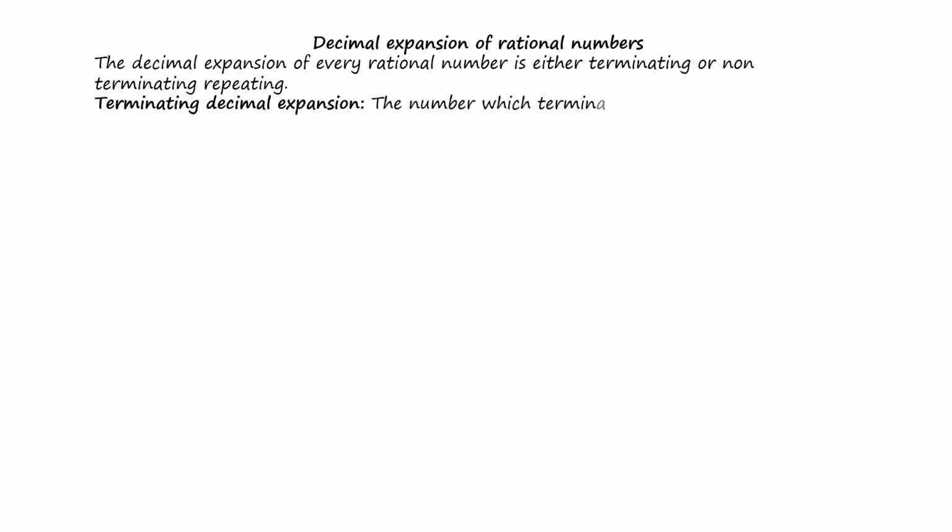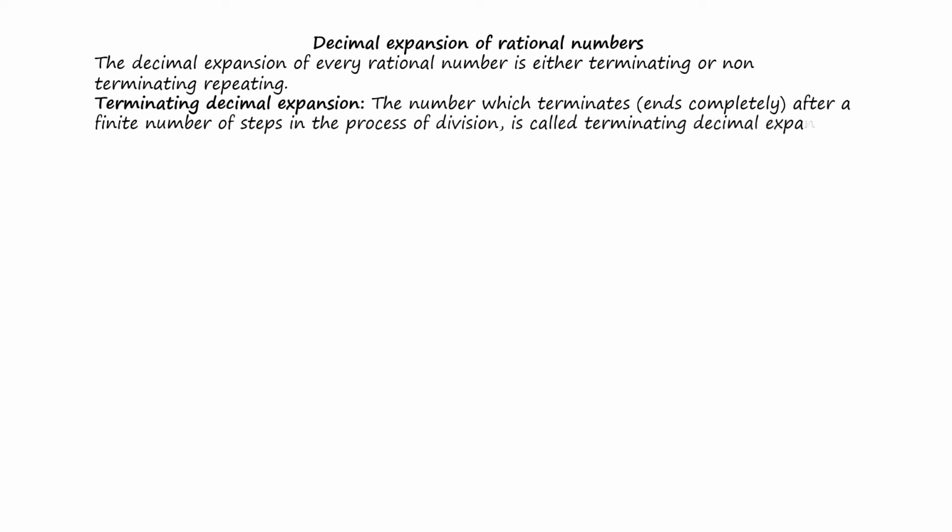Terminating decimal expansion. The number which terminates or ends completely after a finite number of steps in the process of division is called terminating decimal expansion. For example, 2.25, 3.17. That means, what does it mean? The example shows that after 0.25, there is no further expansion. That means the division stopped after 0.25. Similarly, in the second case, after 0.17, the division stopped. So this is terminating decimal expansion.